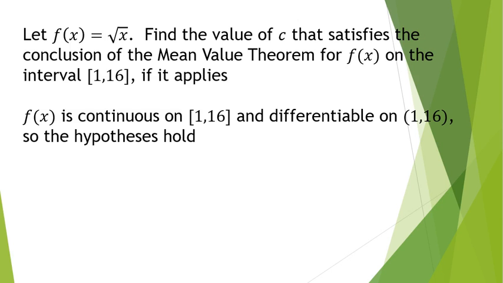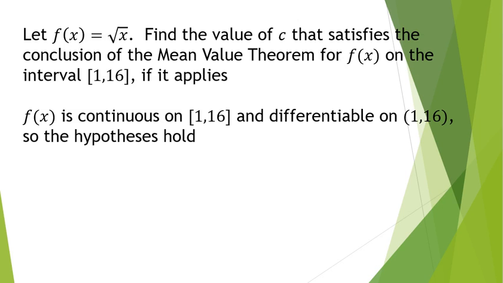Now we need to find that c value. What we're going to do in these problems is calculate the two parts of our equation that are in the conclusion of the mean value theorem. We're going to calculate these separately, and then we're going to set those things equal to each other, and we're going to solve for c. So first we're going to solve for the average rate of change. We're going to solve for f of b minus f of a all over b minus a here.